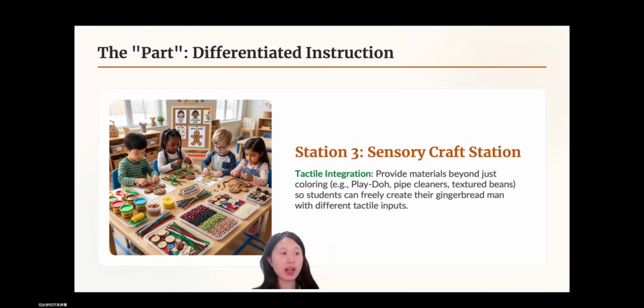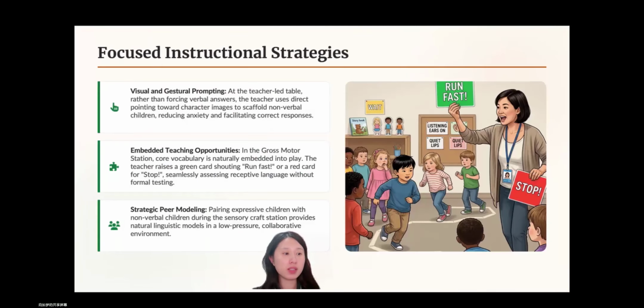Within these stations, I intentionally embedded specific instructional strategies. First, at my teacher table, I use visual and gestural prompting. If I ask a question, I don't wait for Kian to struggle to find the words. I immediately point to the correct picture to scaffold his response. This lowers his anxiety.